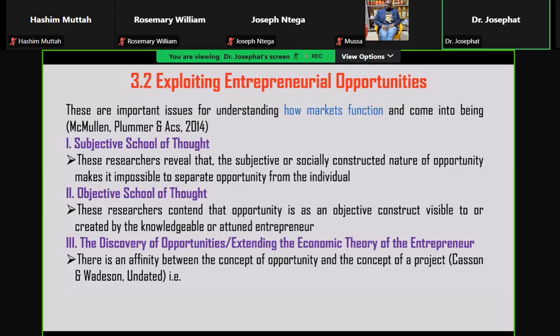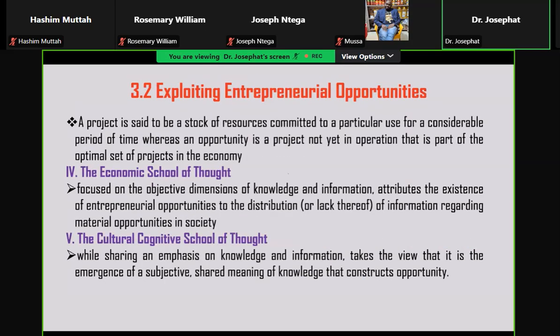These researchers waliongelea opportunity katika kuitofautisha na project. Tunasema opportunity ni fursa, project ni mradi, na hawa wakaangalia kwamba there is an affinity or difference between the concept of opportunity and the concept of project. Wakaongelea kwamba a project is said to be a stock of resources committed to a particular use for a considerable period of time. Stock of resources ambayo imekuwa committed to a particular use for a considerable period of time. Na always tukiangalia nature ya project yoyote, in a definite period of time. That means it has a starting time and an ending time.